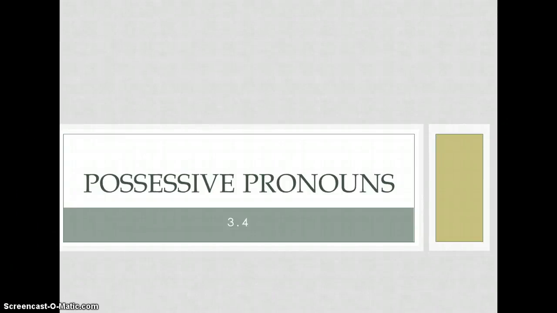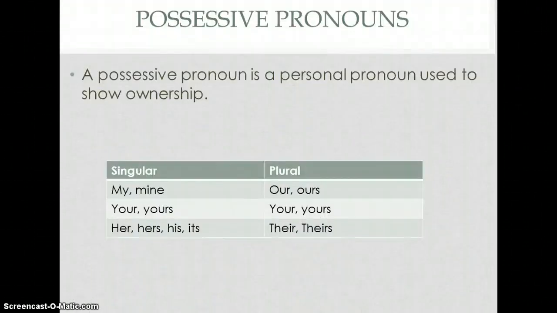All right, possessive pronouns, lesson 3.4 on page 65. You're going to want to open your book and turn to page 65. You'll see a chart that lists all the possessive pronouns. The chart is also listed on the slide. Notice they're different than subject pronouns, different than object pronouns. Now we have possessive pronouns.